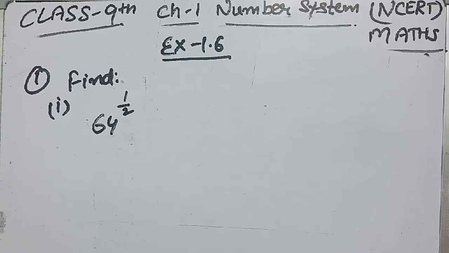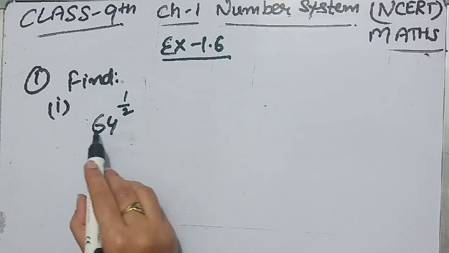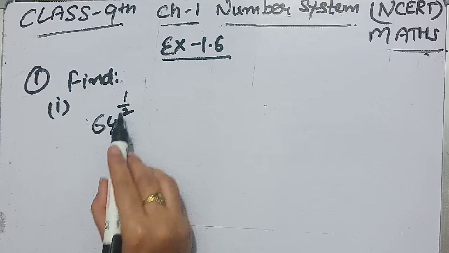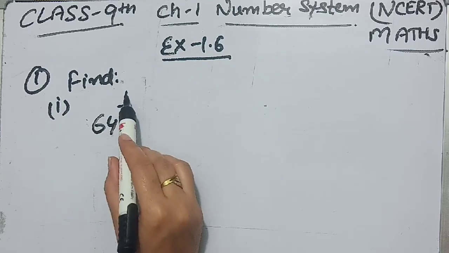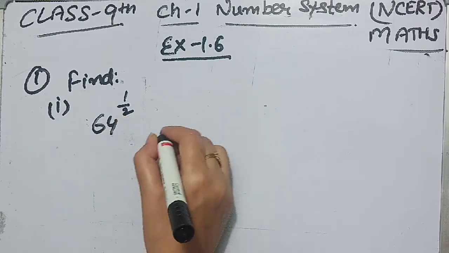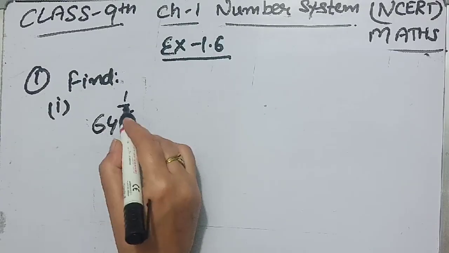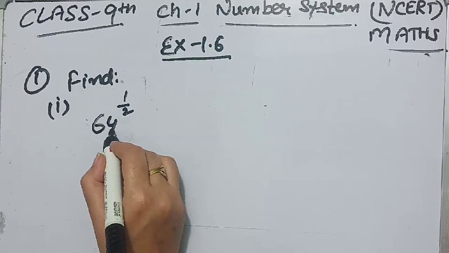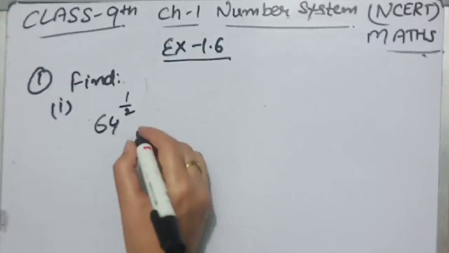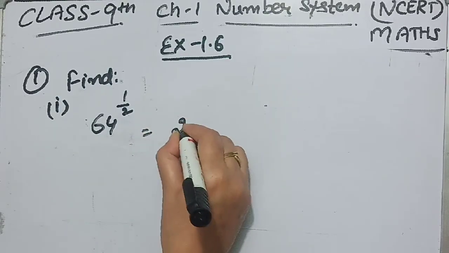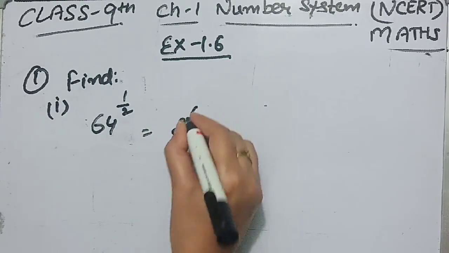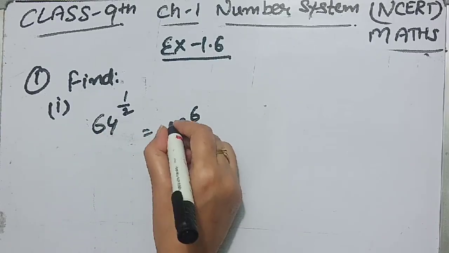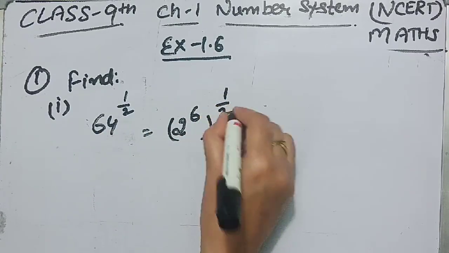Today I will teach you class 9 chapter 1, number system, exercise 1.6. So the first question is find. We have to find the value of 64 power 1 by 2. How will we solve these questions? We have to remove this power, that is the denominator 2. When you factorize 64, you will get only the prime number 2, so it can be written as 2 power 6. 64 can be written as 2 power 6 raising to power 1 by 2.